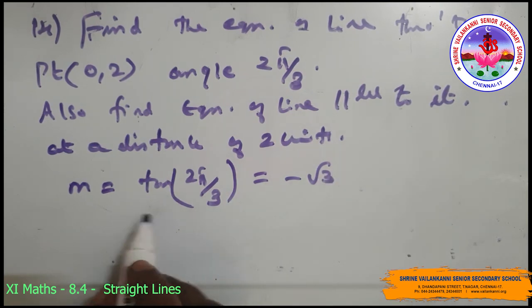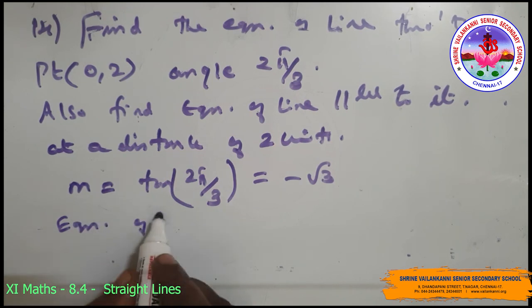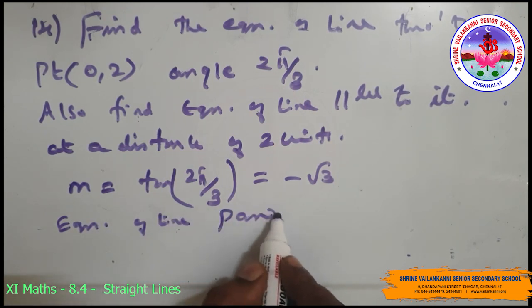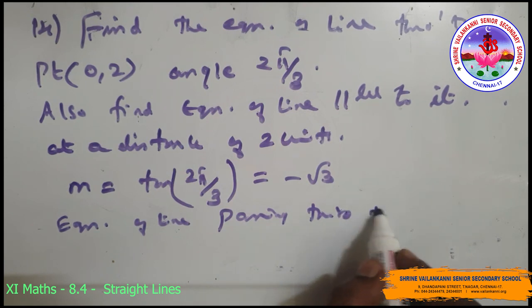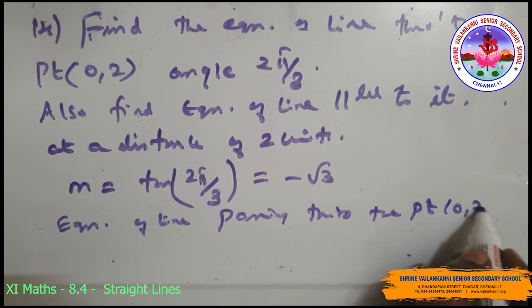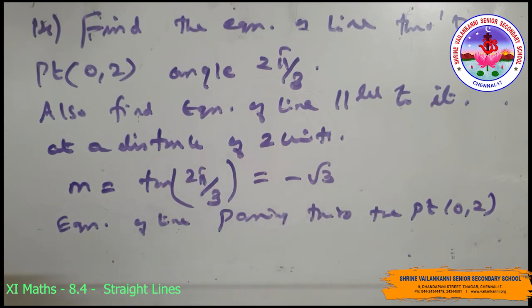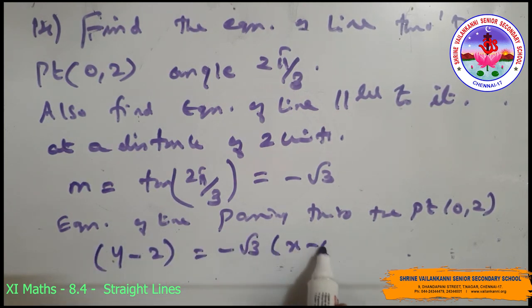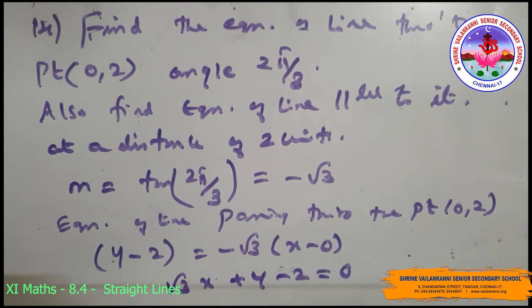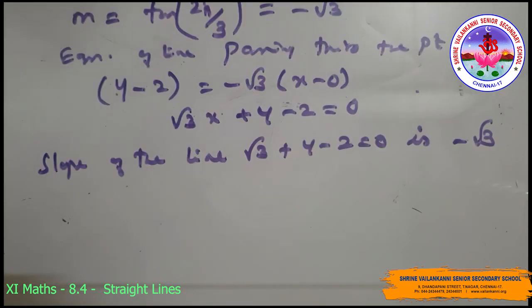The equation of the line passing through the point (0, 2) having a slope minus root 3, using the formula y minus y1 equals m into (x minus x1). So y minus 2 equals minus root 3 into (x minus 0), which is root 3 x plus y minus 2 equals 0. So the slope of the line is minus root 3.